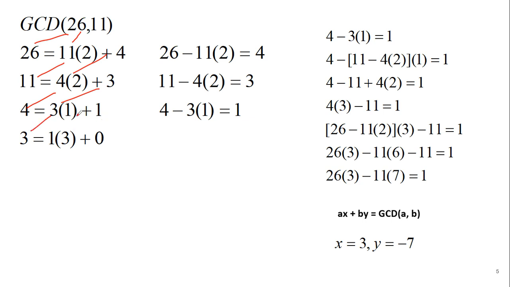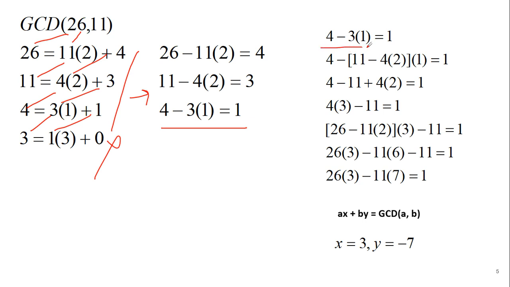Then next 3 and 1: 1 into 3 is 3 plus 0. So we are not taking this equation. The first three equations we just rearrange. Now we need to calculate the values of the variables, the coefficients of the variables. So here we will start with this equation.